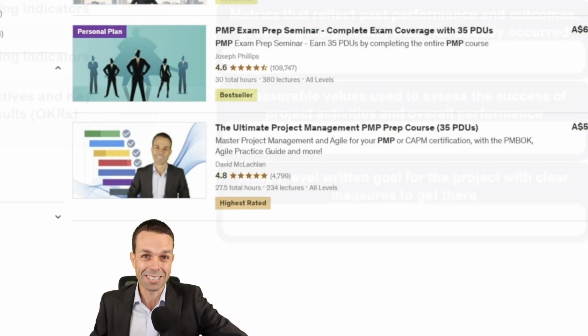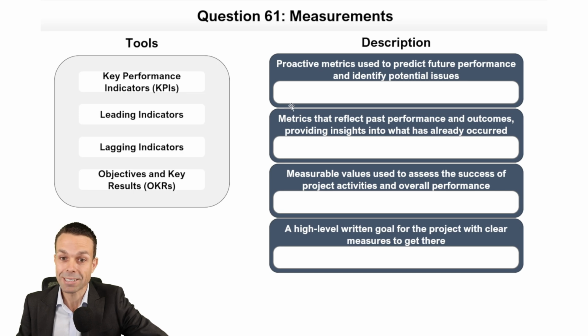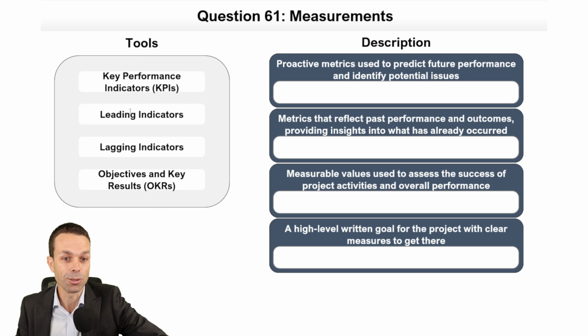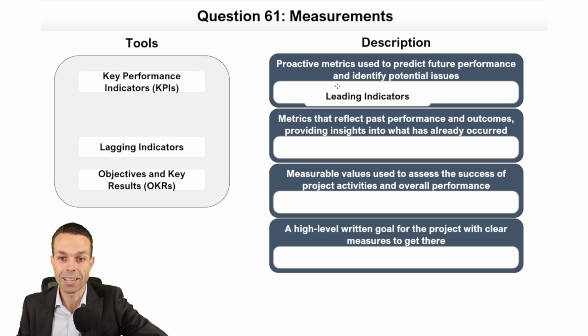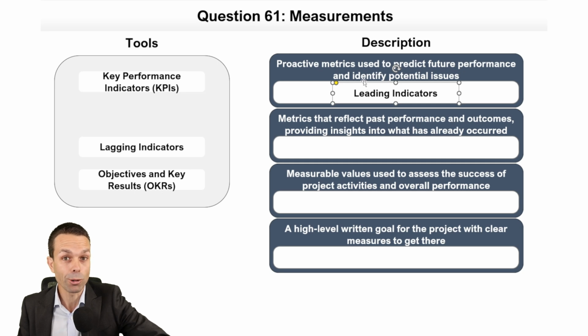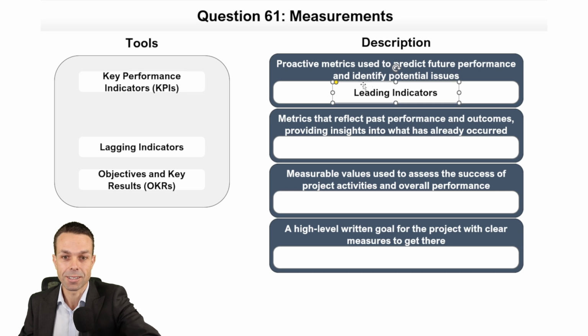Let's get into the first question. Okay, measurements, proactive metrics that are used to predict future performance and identify potential issues. That sounds like leading indicators. And this could be things like, do we have a process for what we're doing? Or are our stakeholders engaged? Those things are leading indicators. If stakeholders are not engaged, then things might be going south in the future.